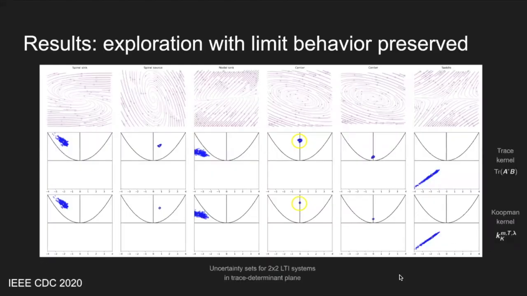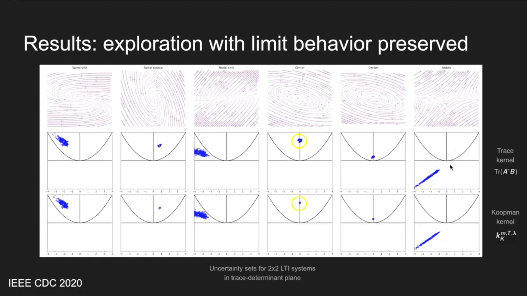And finally, we'll show some results of this method. We'll start with the toy linear time invariant 2x2 system, since it's really easy to visualize what's going on via the trace determinant plane. Both the baseline and the proposed method here will use exactly the same MCMC sampling procedure, except we'll simply compare the choice of metric. On the top, we have the trace kernel, which corresponds to norm-bounded perturbations in the metric on R2x2. On the bottom, we have the proposed Koopman kernel.